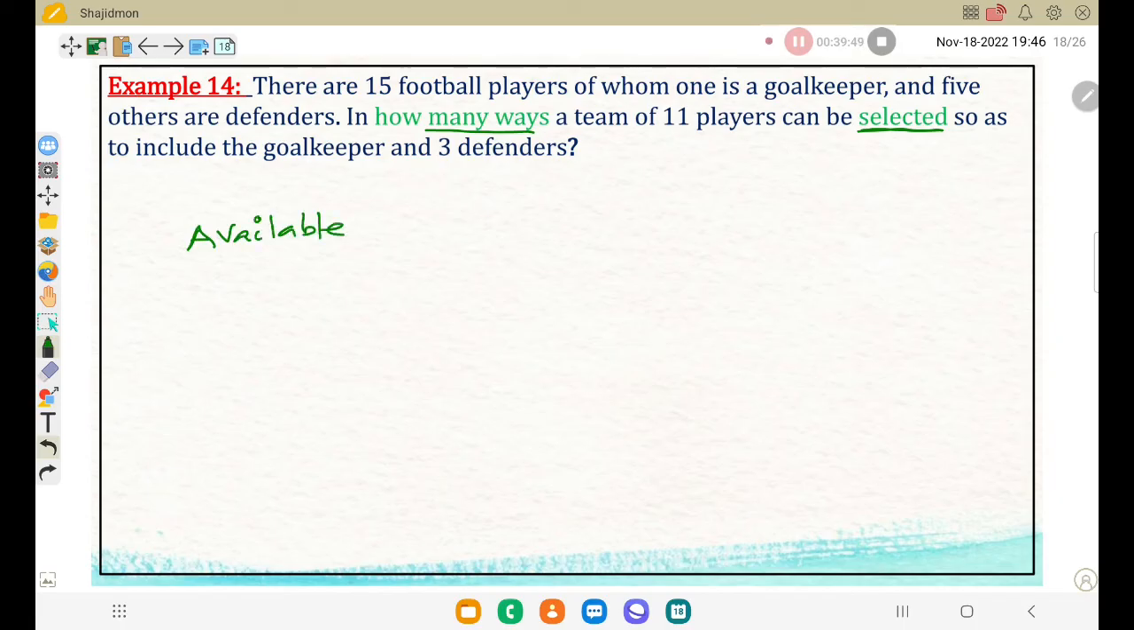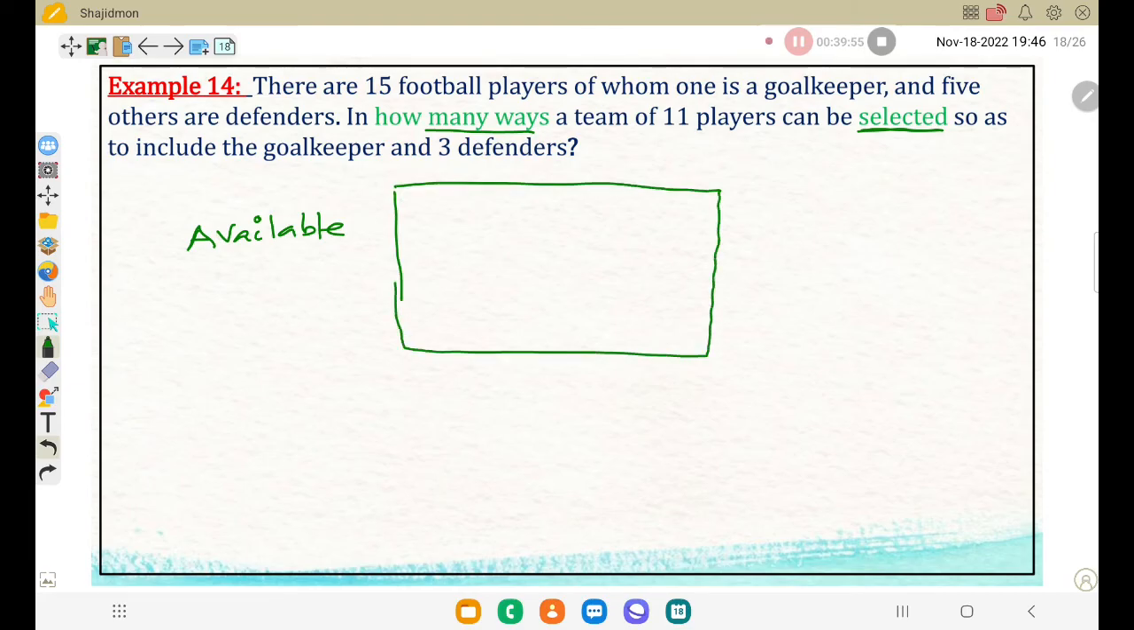First I am checking what the available options are in our question. You can think of an easy way to do it. What are the available options actually? How many players are available? There are 15 players, correct? We have totally 15 players.